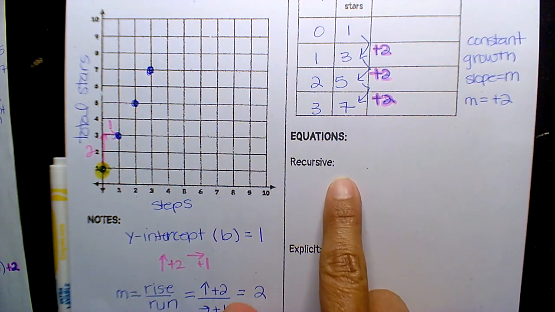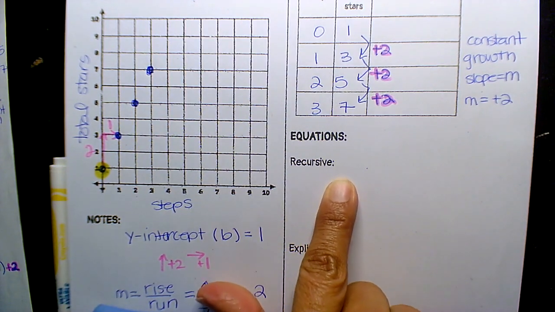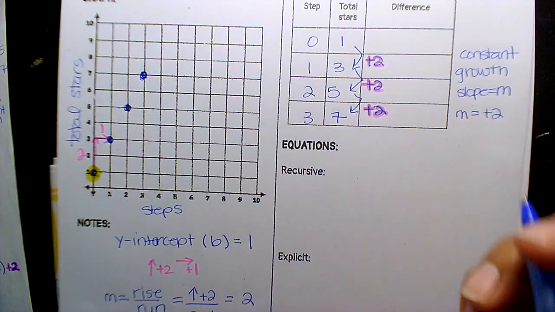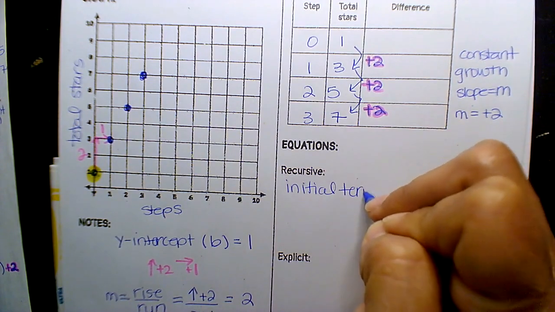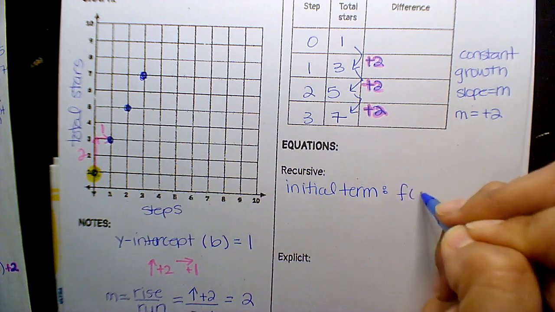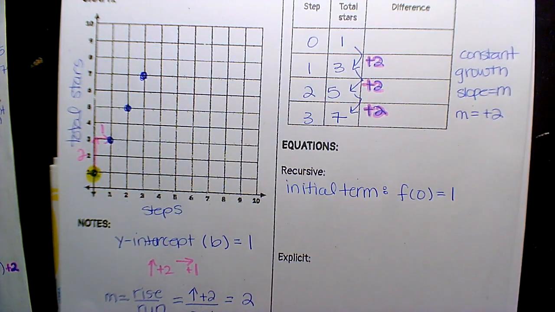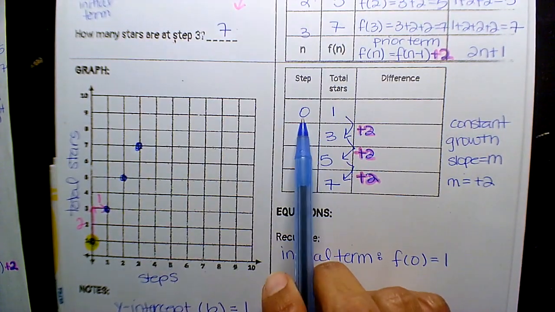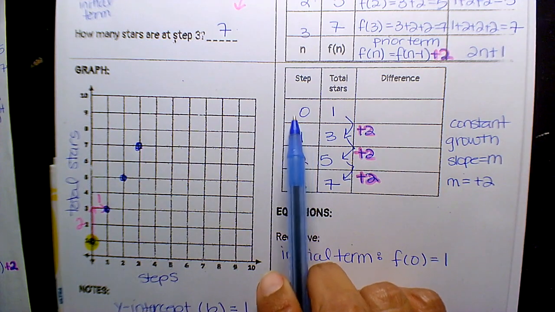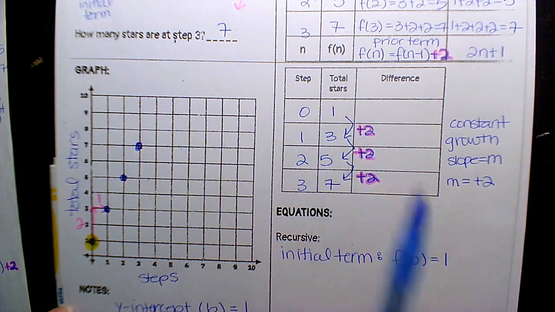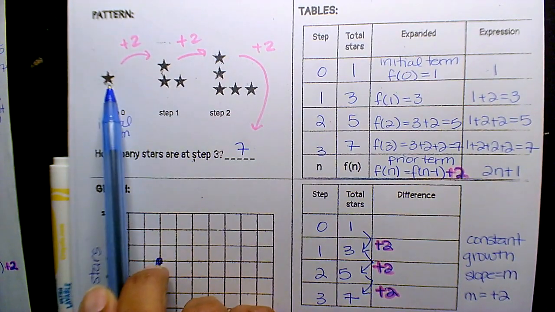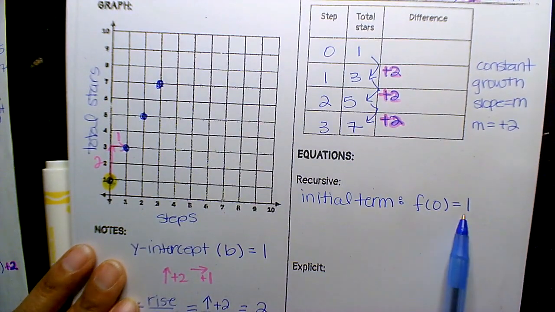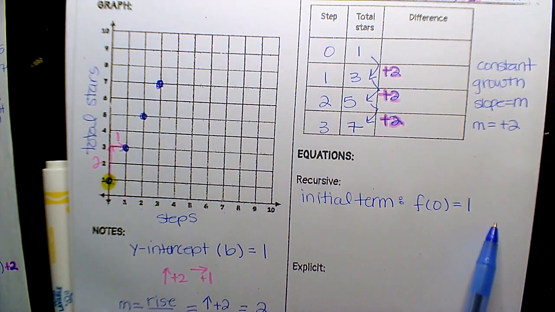For recursive, I need 2 statements. One is your initial term, and this is the one that on quizzes and tests you always leave out, even though I know you know it. What's your initial term? If I give you a table, it's your very first data point, 0, 1. F of 0 is equal to 1. Or if I'm giving you a drawing of stars, at step 0, I have 1 star. So F of 0 is equal to 1. This always gets left off.